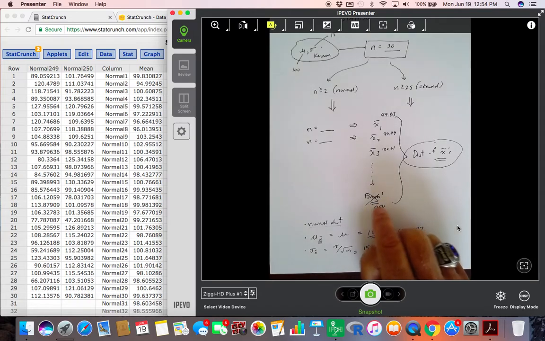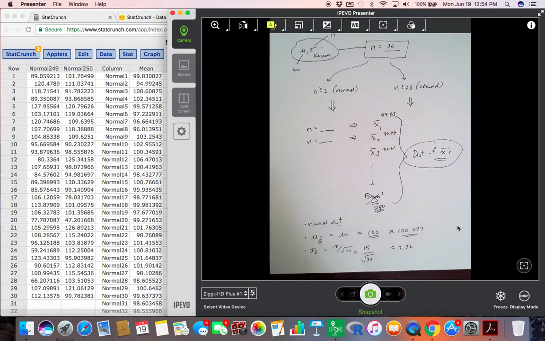But again, if I went 500, this and this would be closer. If I went 750, this and this would be closer. If I went 5,000, it would be closer and closer. I'd blow up my computer, but it would be closer and closer. So, guys, I hope that makes the central limit theorem make a little bit more sense.